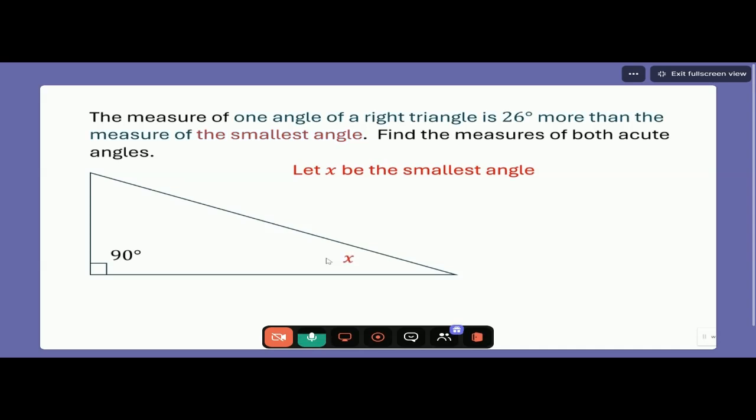And then let's look at the rest of that sentence. One angle of a right triangle. Okay, well now we know this is 90. This is the smallest angle. This other angle they're talking about, the one angle, must be this one up here.